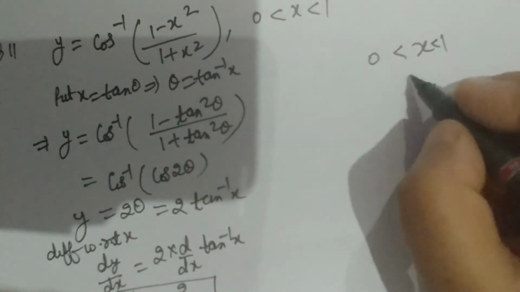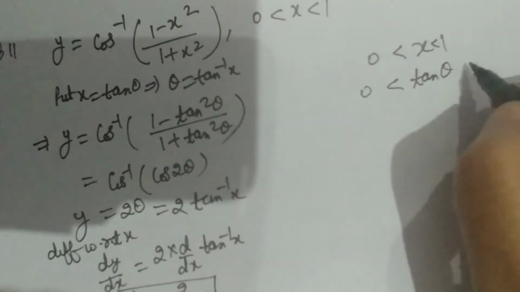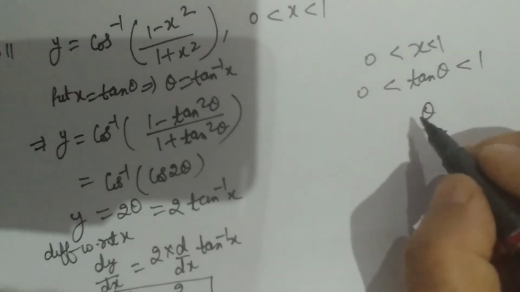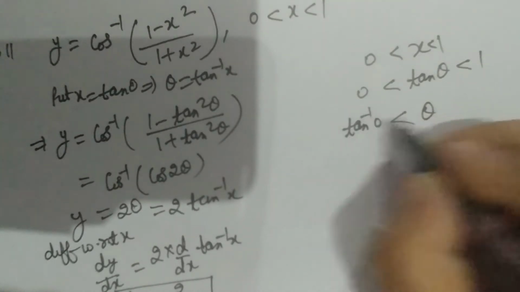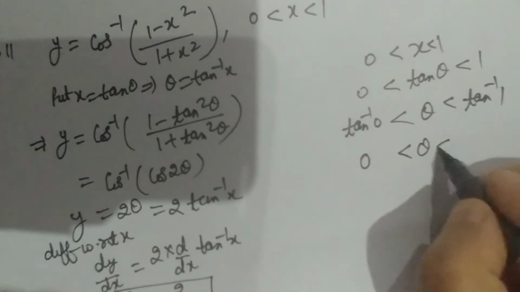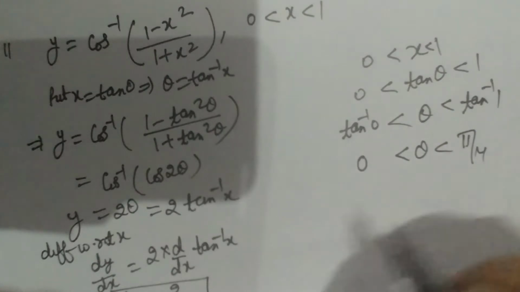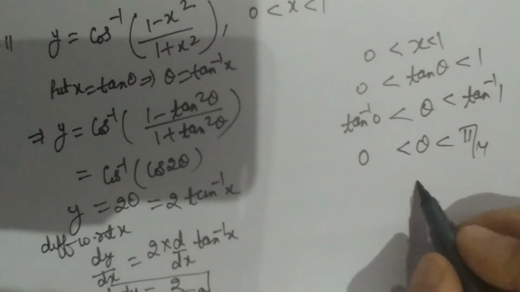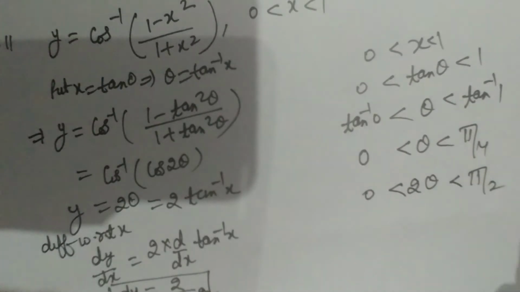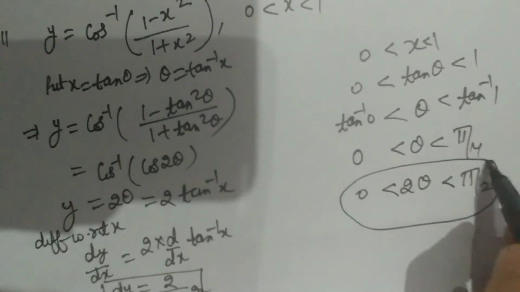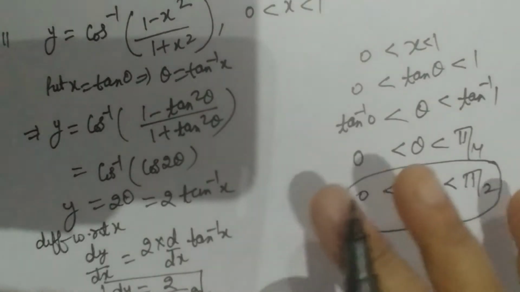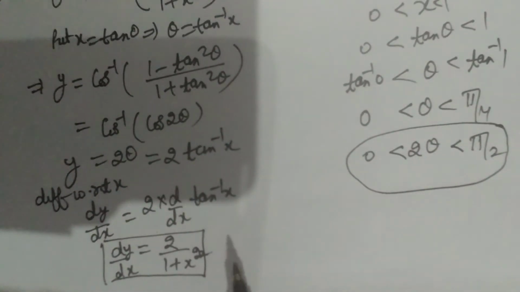What is my x? X is my tan theta. So again I just need to get theta, so I will operate by tan inverse. It will be tan inverse 0, this is theta, and this is tan inverse 1. Tan inverse 0 is 0, and this is pi by 4. But my question is of 2 theta, so let us check whether it is holding properly or not. 2 into 0 will be 0 and it will be pi by 2. So I think there is no problem in existing because cos inverse is properly defined between 0 and pi by 2. So there is no problem in existence of this derivative.